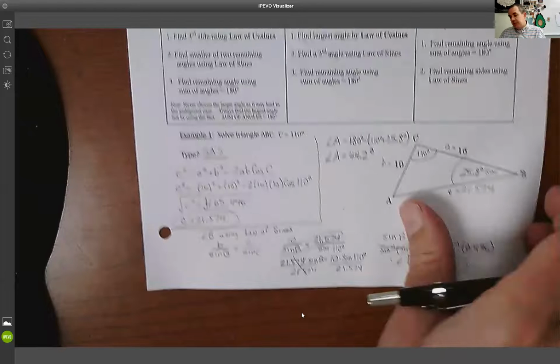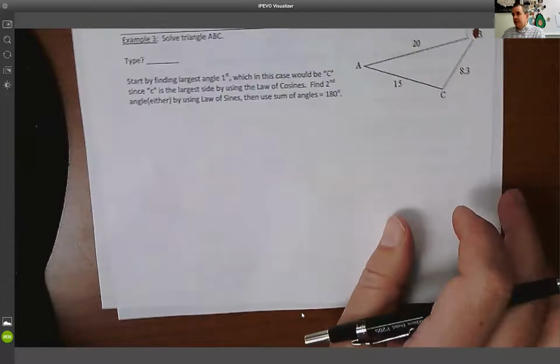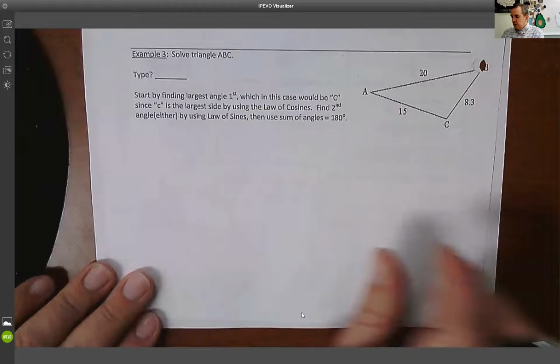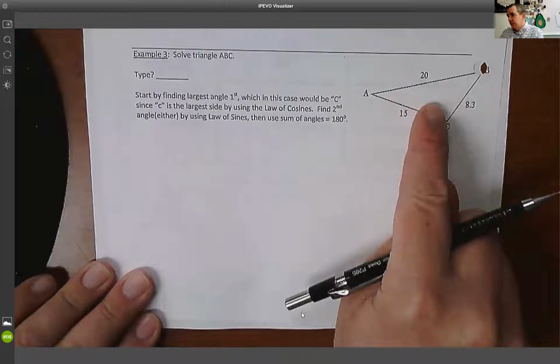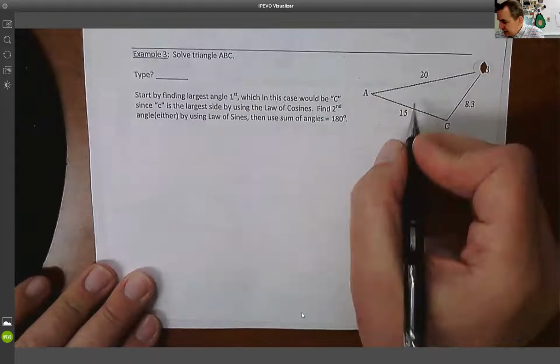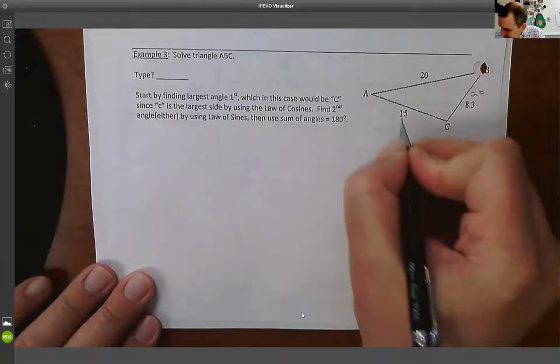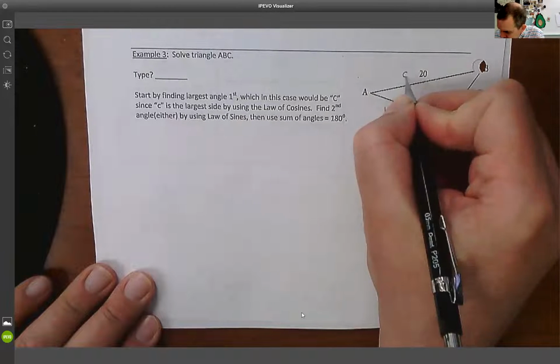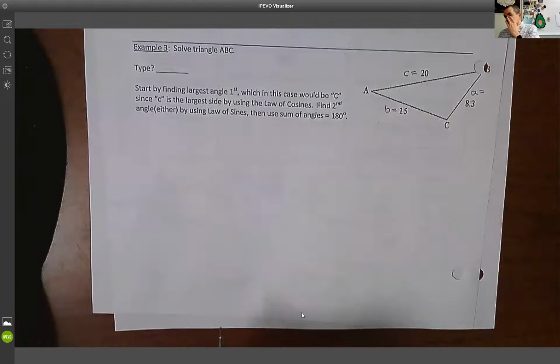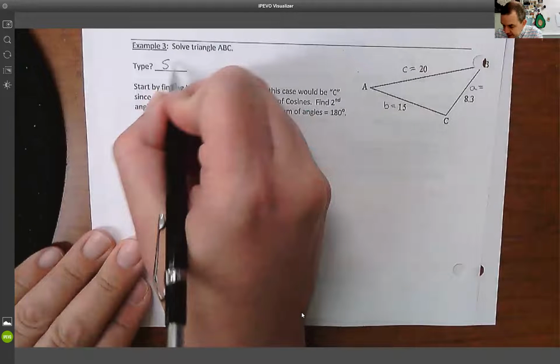So that's the first piece. Now I want to show you what happens if, on the other hand, we're given three sides. So in the case of a triangle like this, we're given three sides. If you think about it, this is side A, this is side B, and this is side C, always opposite the angles. So this is a side, side, side.